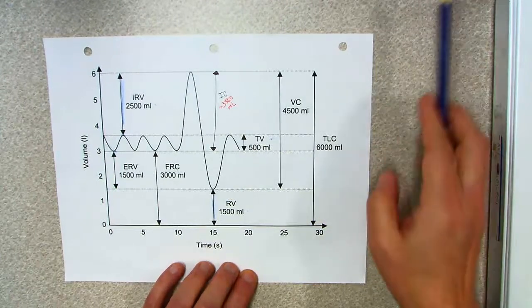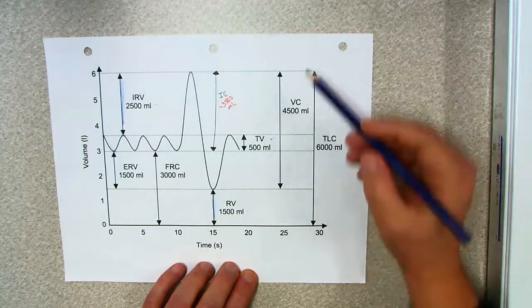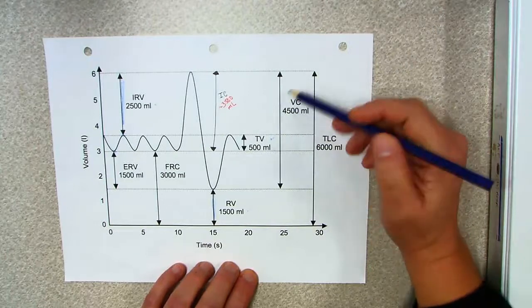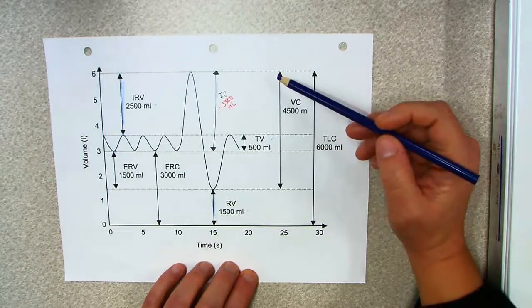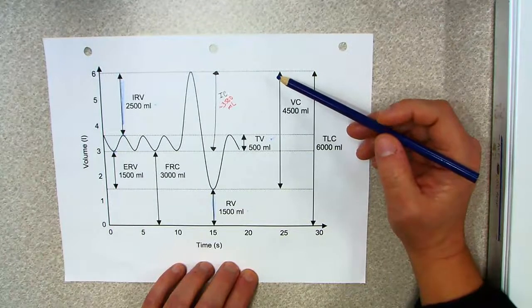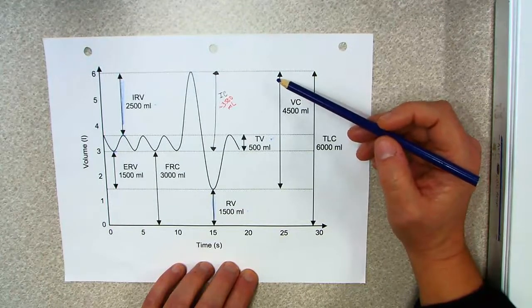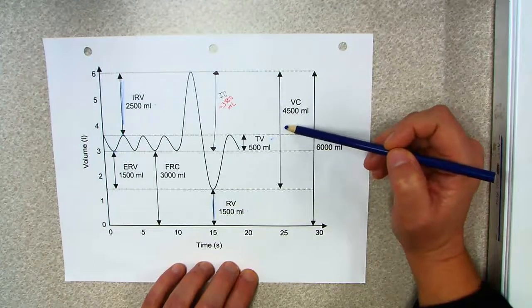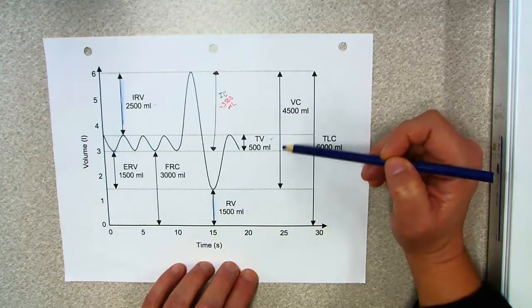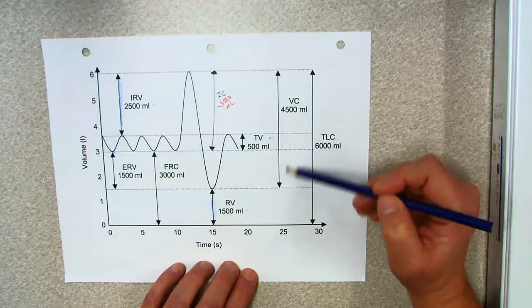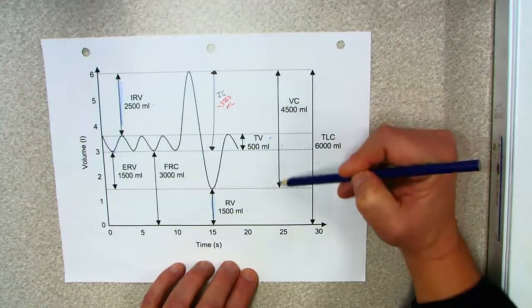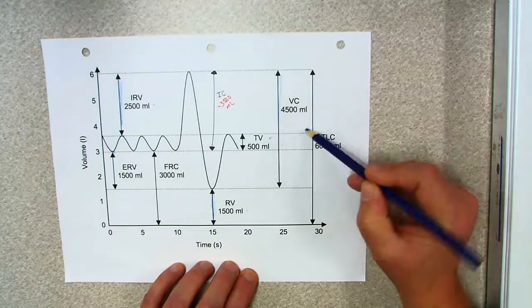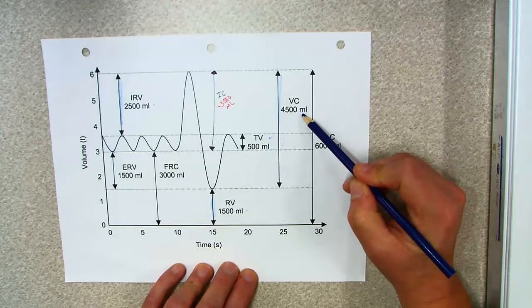The first lung capacity is vital capacity, which is right here. This is the maximum volume of air that a person can exhale after taking the deepest breath possible. So this equals the inspiratory reserve volume plus the tidal volume plus the expiratory reserve volume. It's this whole section here, and typically it's going to be about 4,500 milliliters.